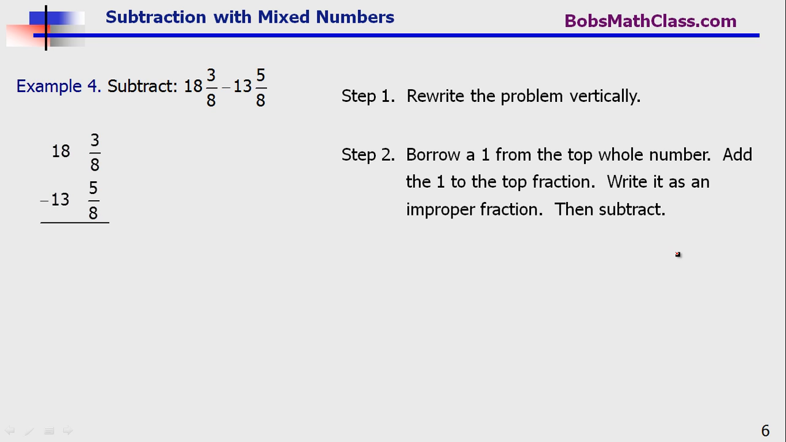Okay, we want to subtract fractions, right? But the bottom fraction is larger than the top fraction. We cannot subtract 5 from 3. So we're going to have to borrow from the 18. So it says borrow a 1 from the top whole number, add a 1 to the top fraction, write it as an improper fraction, and then subtract.